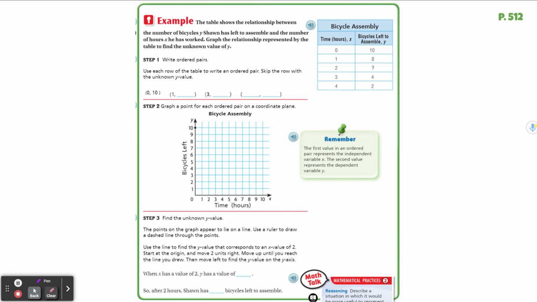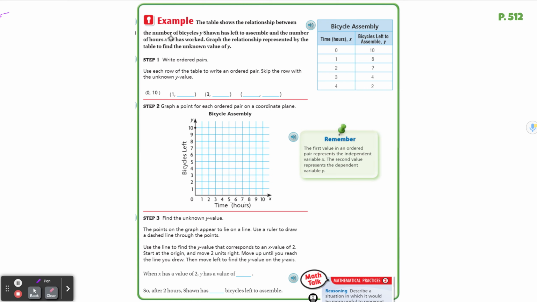All right, let's look at this example on page 512. The table shows the relationship between the number of bicycles, Y, Sean has left to assemble, and the number of hours he has worked, which is X. Graph the relationship represented in the table to find the unknown value of Y.